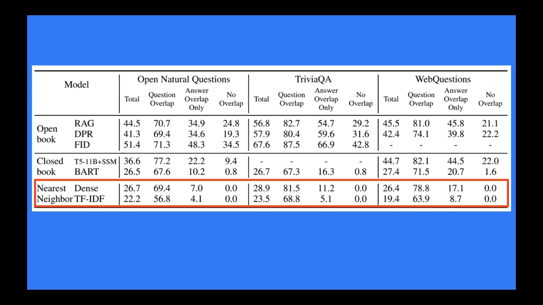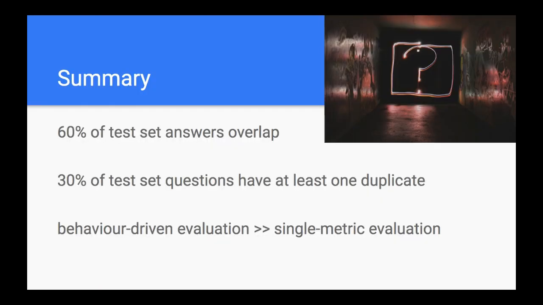It just tells us how seriously this train test overlap affects the model performance. So yeah, what did we learn today? We learned that 60% of test set answers overlap with training answers. And more importantly, 30% of test set questions have at least one duplicate question in the training data set. That's very serious.